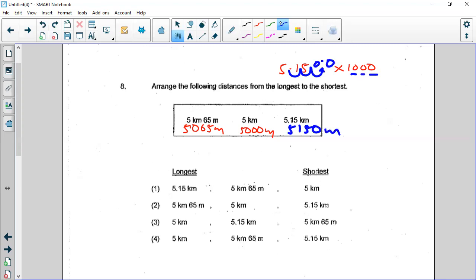Okay, so which is the longest? If you look carefully, the longest must be your 5,150 meter, which is this one. That's your longest, right? Then getting shorter, which is your 5,065 meter, and the shortest must be 5 kilometer. So answer number 1. For this kind of question, what do you have to do? You have to change them into all the same units. So cannot do mentally, right? It's very dangerous to do mentally. So you need to change everything into all the same units.